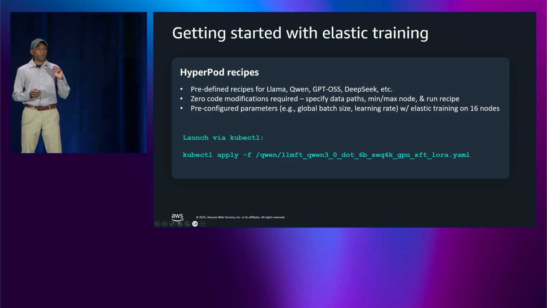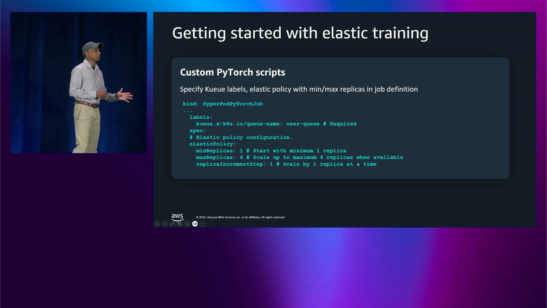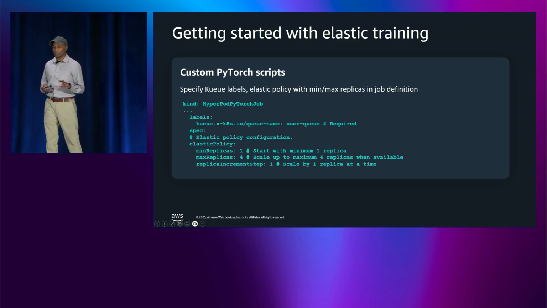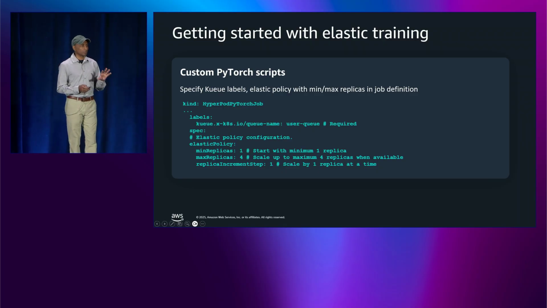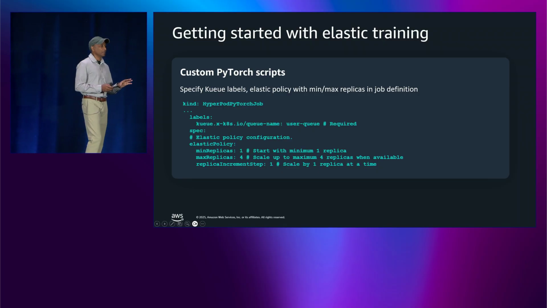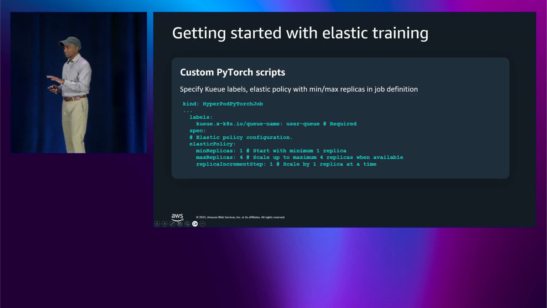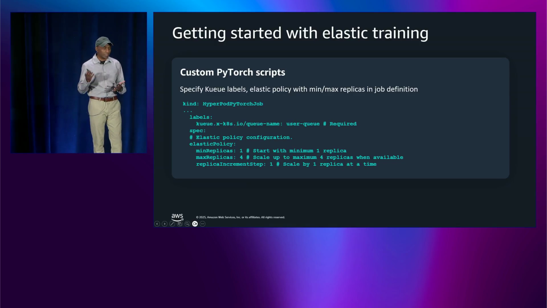Now, if you have an advanced setup and you have custom training scripts, then we have a path for adoption as well. This is slightly more involved, where you have to make some changes to the job specification, and you need to supply the elastic scaling policy where you have to say the minimum replicas needed, maximum replicas needed, and the scaling unit, which is what we call the incremental step count.